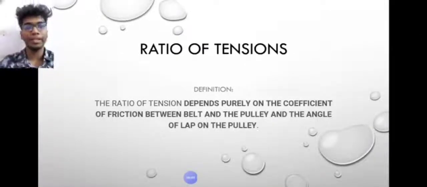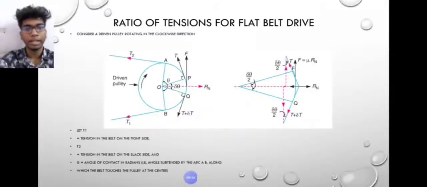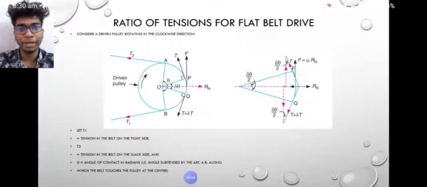Let us see about ratio of tensions. The ratio of tensions purely depends on the coefficient of friction between the belt and the pulley and the angle of lap on the pulley. Ratio of tensions for flat belt drive.